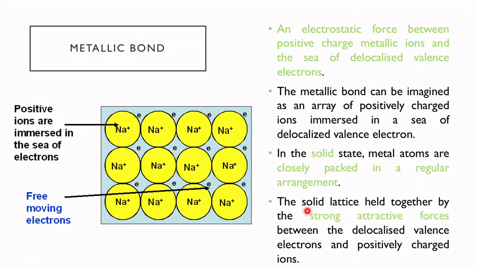So the solid lattice is held together by the strong attractive forces between the delocalized valence electrons and positively charged ions. Okay, lattice here means susunan berlapis-lapis, layers of this arrangement here. So the solid lattice of your metal is held together by the strong attractive forces between the freely moving electrons and the positive ions.